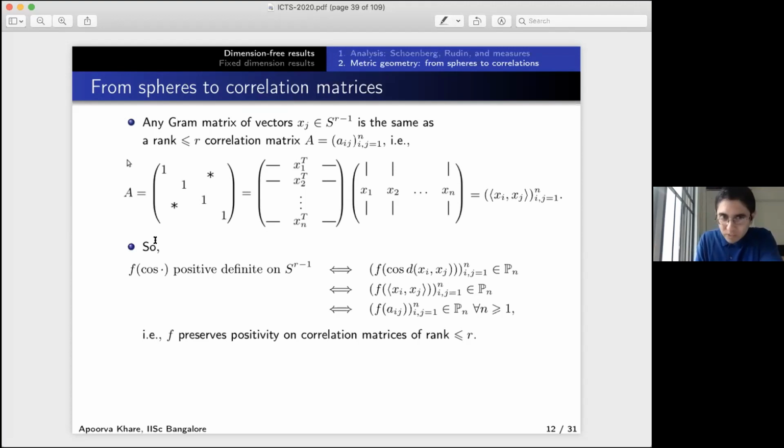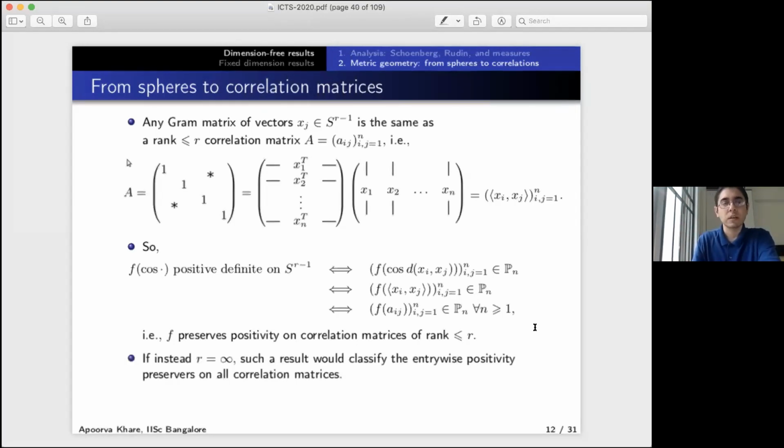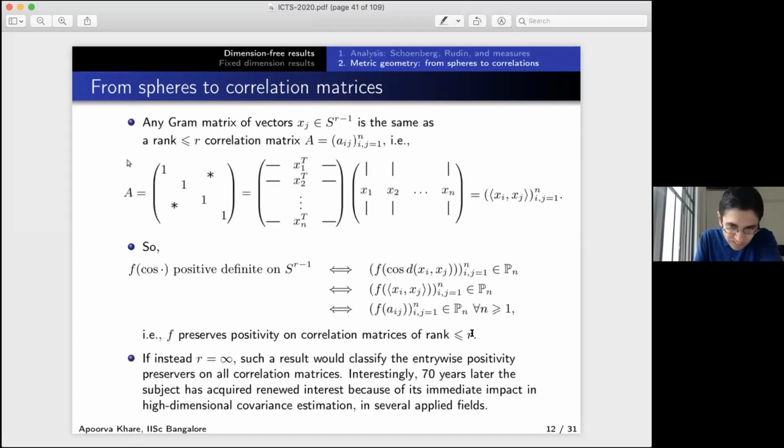His theorem really translates to understanding functions preserving positivity on correlation matrices of all dimensions. But rank is less than or equal to R, because the dimension of the sphere governs the rank of the matrix. And if instead now this R was taken to go to infinity, if the rank was unbounded, then you would get Schoenberg's theorem, because then you would be working with positivity preservers on all correlation matrices and so on. Now, 70 years later, not just 50 years maybe like Rudin, but 70 years later, this subject has renewed interest because of this impact in high-dimensional covariance estimation, which is where I'm getting to.